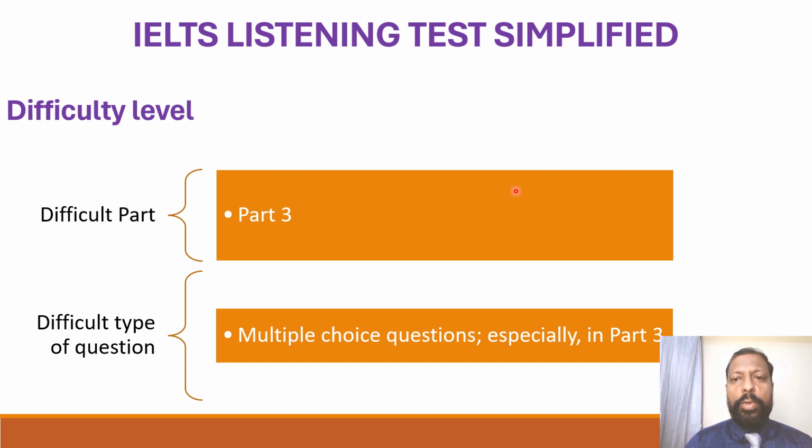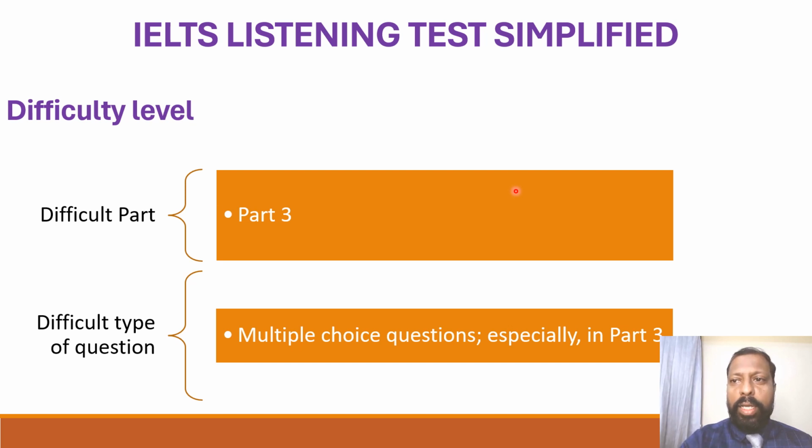And the most difficult type of question for many students would be multiple choice questions, especially in part 3. The reason, simply, is first of all, part 3 itself may appear a little difficult because of the number of persons involved in the conversation. Moreover, multiple choice questions very often appear in part 3, and their options are normally rather lengthy. So that really makes MCQs in part 3 a very difficult type of question.